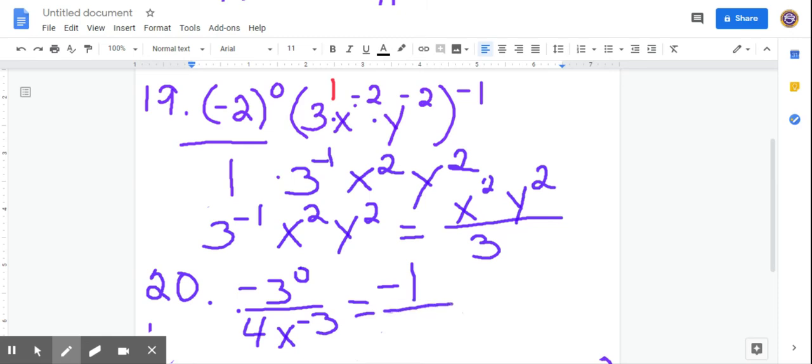That 4 is going to stay in the denominator because it has a positive 1 exponent. The x to the negative 3, on the other hand, has to move up to the numerator because we're taking its reciprocal. So our final answer is negative x cubed over 4.